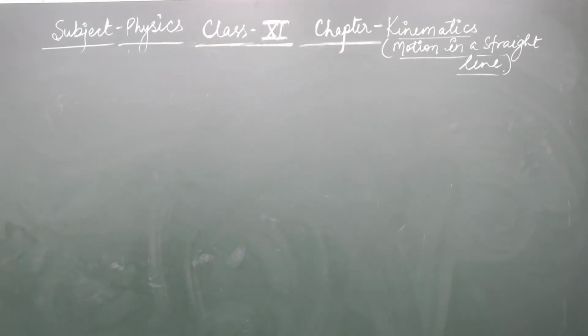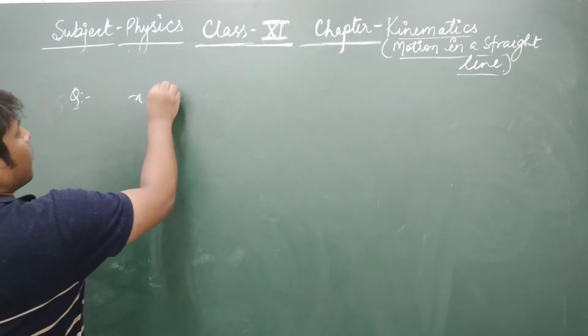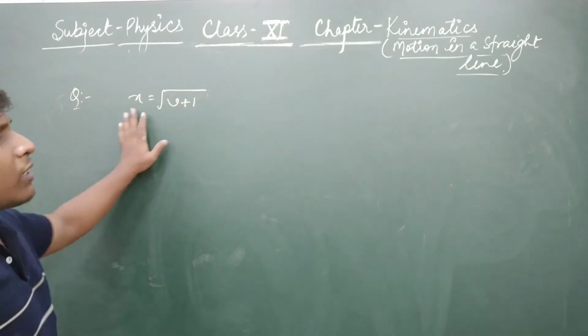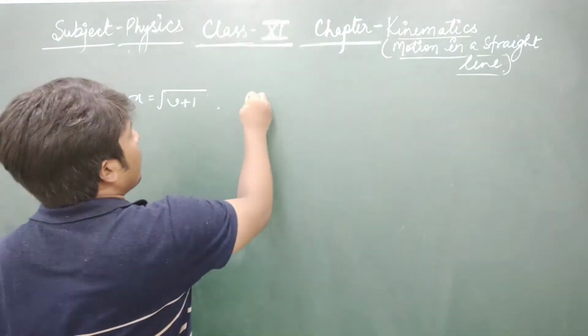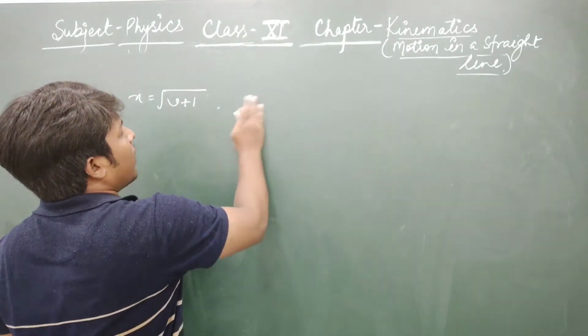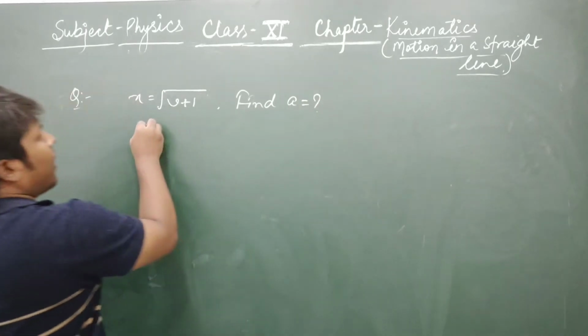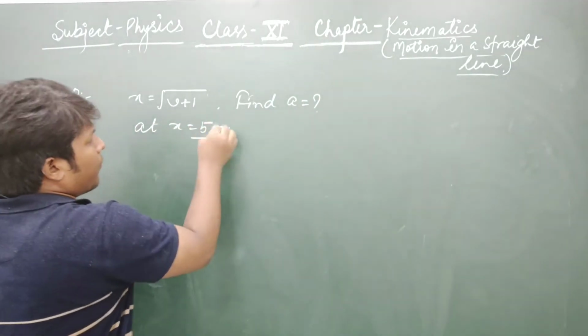The velocity of the particle... Question is, given that you have a displacement expression, that is displacement is given as x is equal to under root v plus 1. You have to find the acceleration at x is equal to 5 meter.